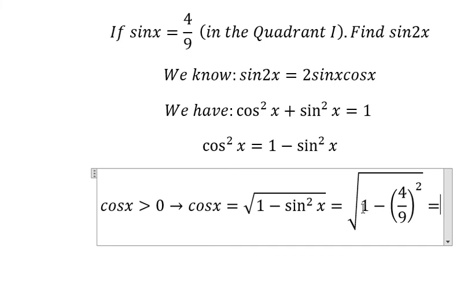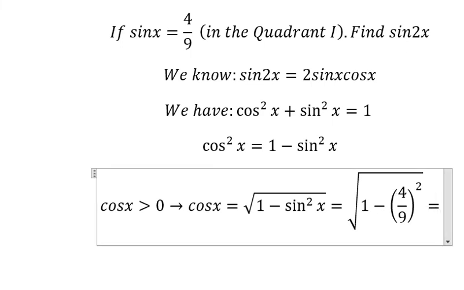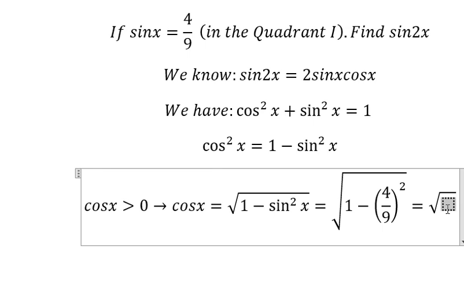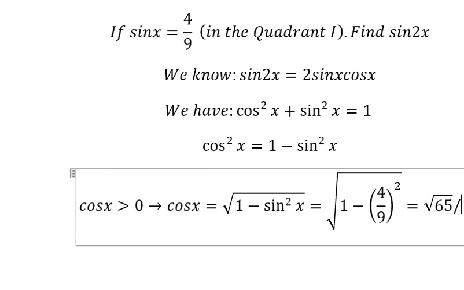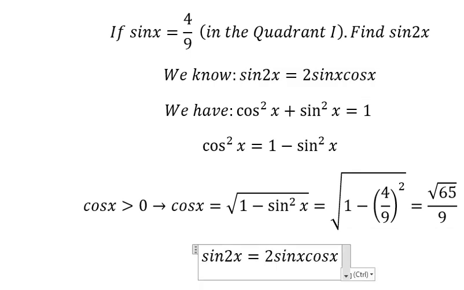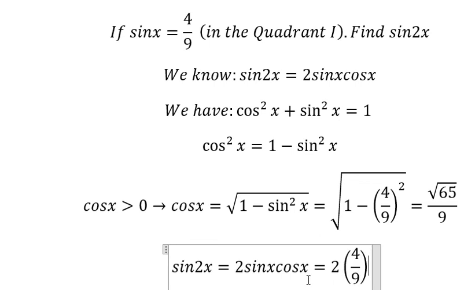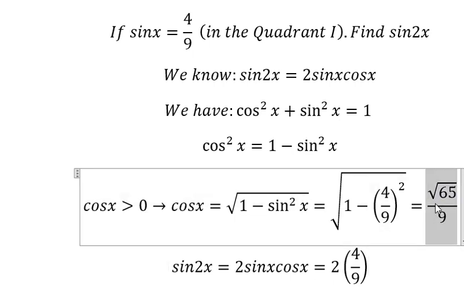So we calculate this one. That is the square root of 65/9. So we have this in here. Sin x we have 4/9. And cos x, that is this one.